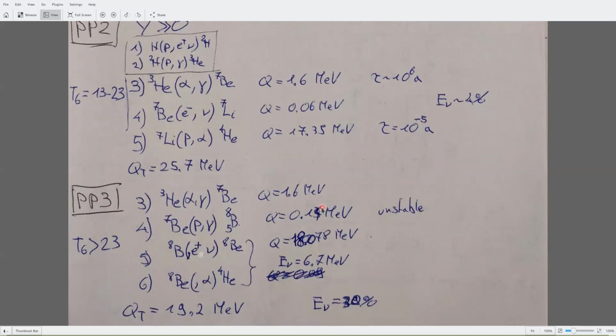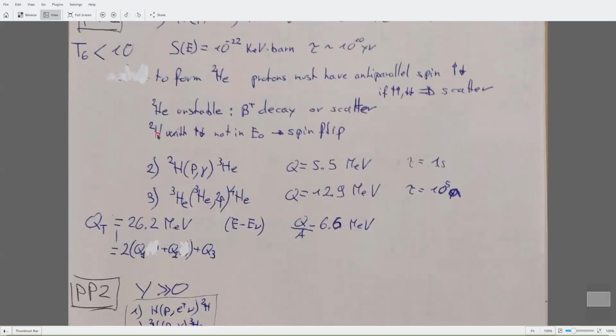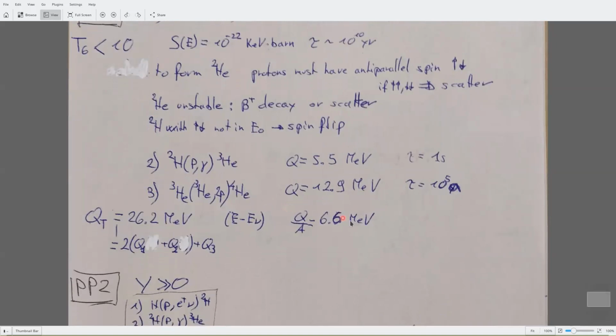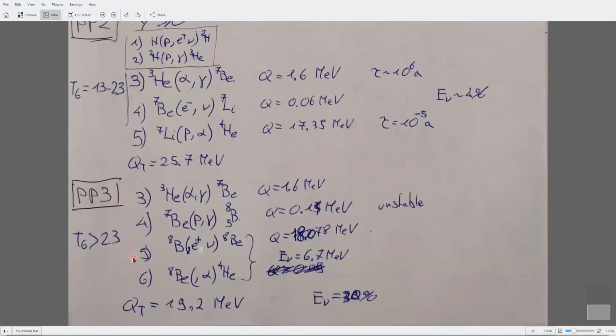Actually, we'll see that PP3 and PP2 are not so common, but for another reason. We'll see with the next reaction from the introduction. But in the PP channel, proton-proton, you usually have PP1 at lower temperature, and then with higher temperature you start PP2 and PP3.